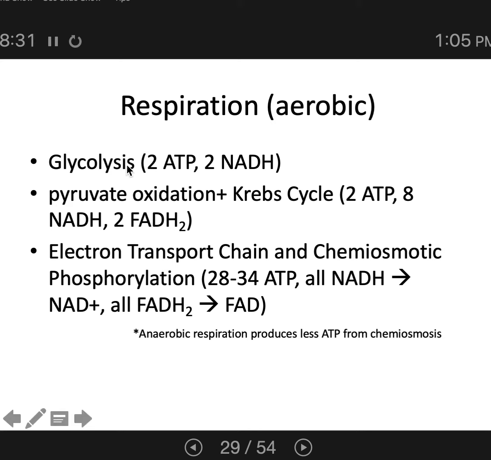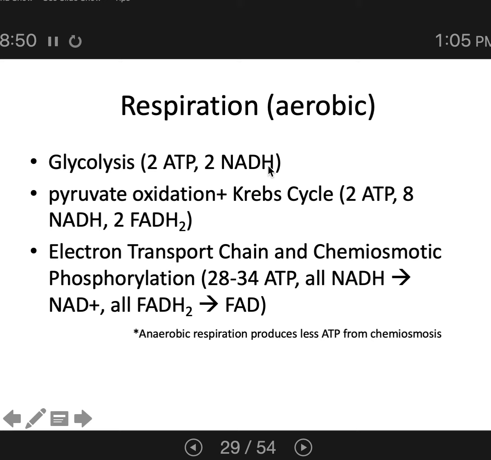So glycolysis is the first step of aerobic respiration, and it's subdivided into several steps that we'll see on the next slide. But the main thing is you get 2 ATP out of this, 2 of those energy currency molecules that can be used in the cell. And you get 2 NADH.